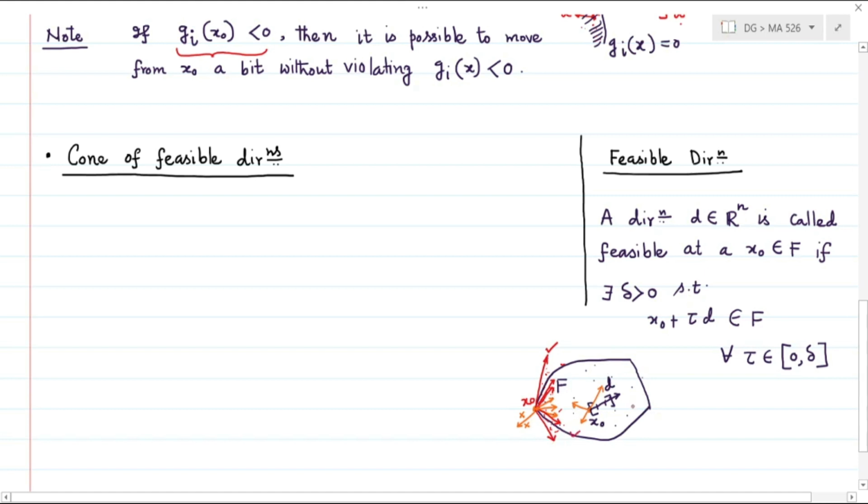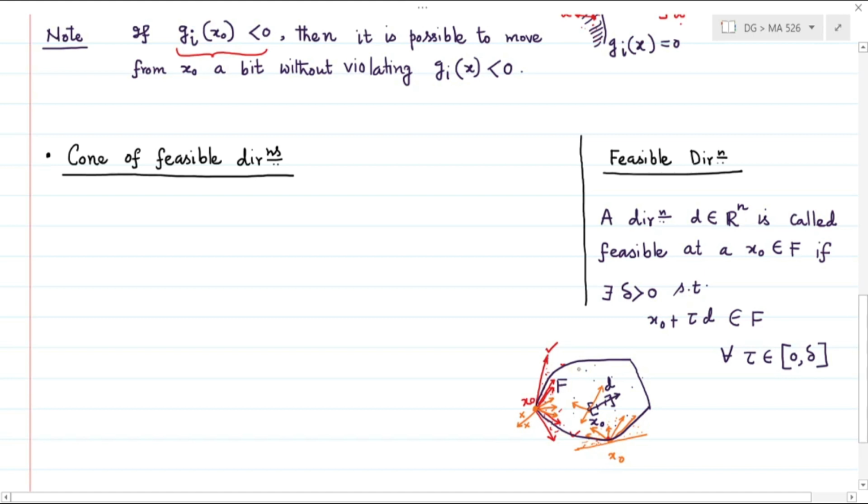Fine. Now let me consider a point. Let's suppose I consider a point over here. Then at this point you note that any direction which is lying above this tangent line, let me say this is my tangent line on the boundary at the point x0, then obviously any direction you take just above this tangent line will lead us to be inside the feasible region, and therefore all these directions constitute the feasible directions for the point x0.